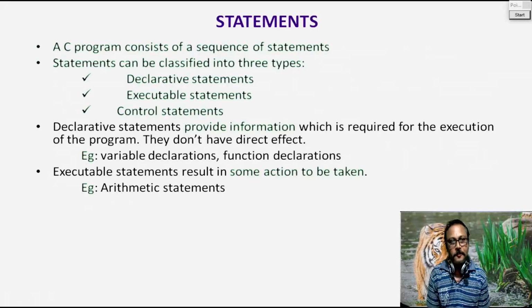Statements. A C program consists of a sequence of statements. Statements can be classified into three types: declarative statements, executable statements, and control statements. Declarative statements are those which provide information required for the execution of the program, but they don't change any value.